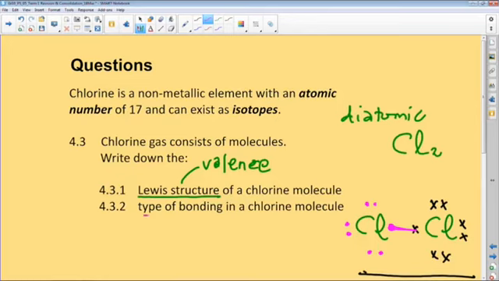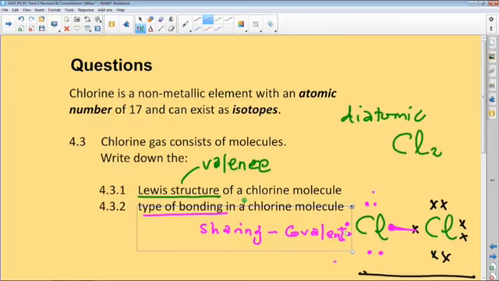So the type of bonding in this case has to do with sharing. Remember, when we started our consolidation, we said sharing has to do with what? Covalent. Co means share, then valent means electrons at the highest energy level. Very key.